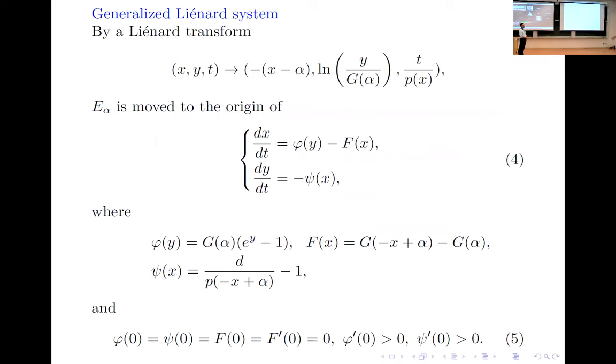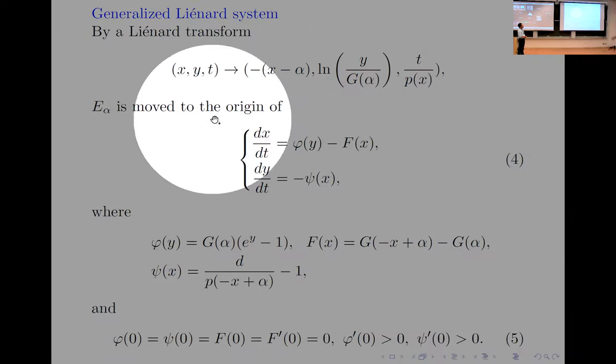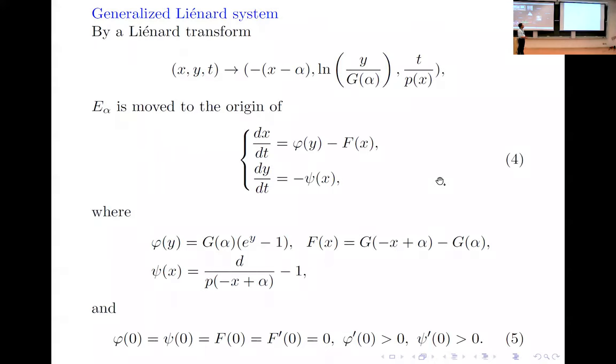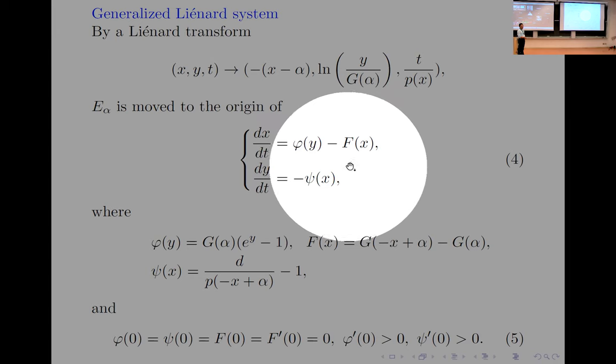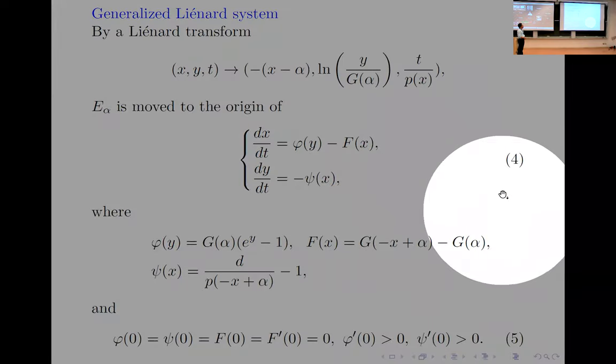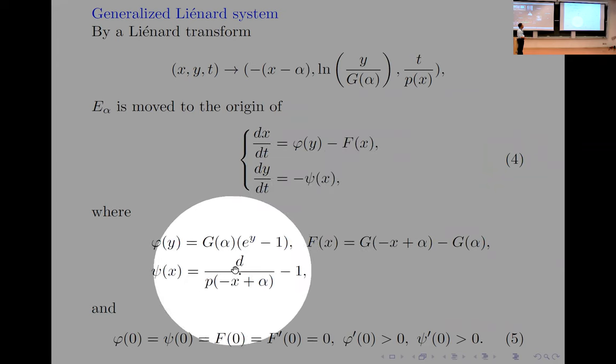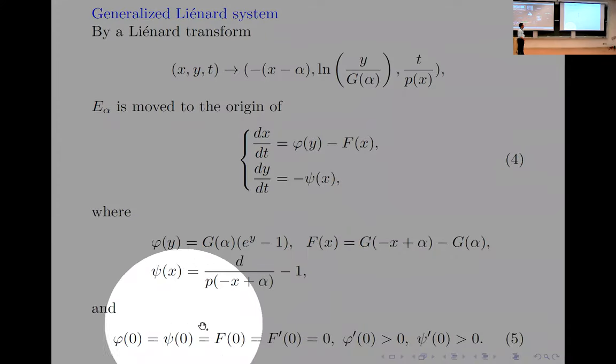The idea is we try to convert the predator-prey system to a generalized Liénard system. So we have the linear transformation, bringing E alpha to the origin of system 4. There's a good feature for system 4: the two variables X and Y are separated, in the sense that on the right-hand side we don't have cross terms for X and Y. Because of this nice feature, we can easily do the calculation for the Lyapunov coefficients. By this transform, we obtain system 4 and the functions psi, phi, and f. They depend on the original functions g and the response function p, and we can also verify these kinds of conditions.